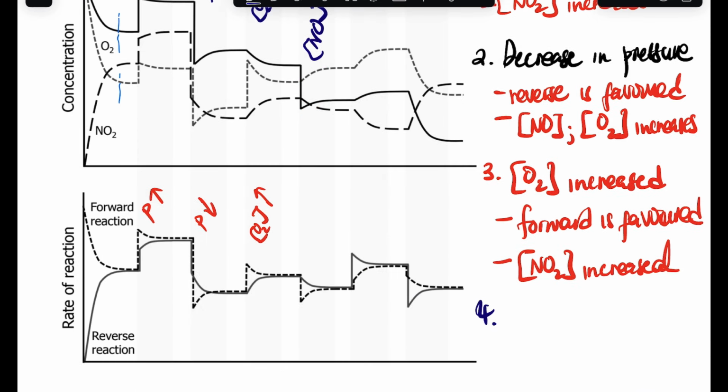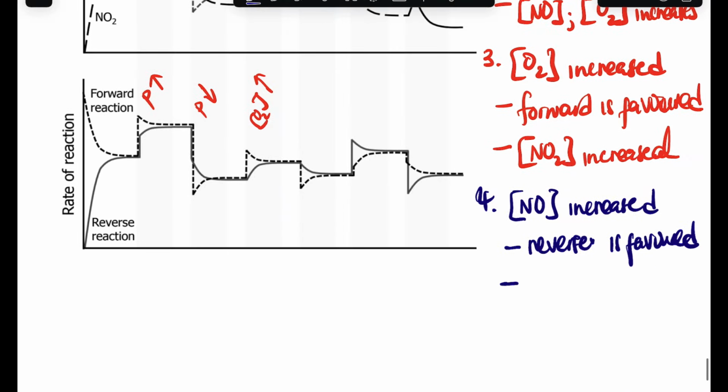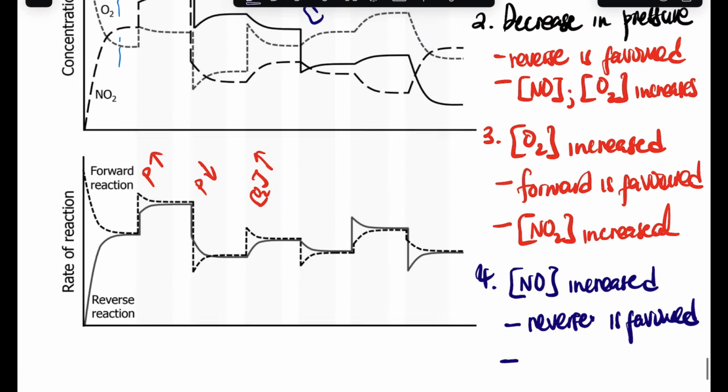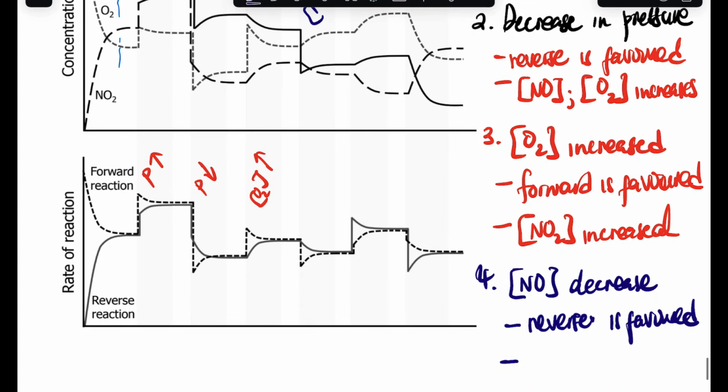So what are we going to say? We say the concentration of nitrogen oxide has been increased. Right? And which one is favored? The reverse reaction is favored. Reverse is favored there. And then what's happening? No, it's not increased here, it's decreased. The concentration of nitrogen dioxide is decreased. That's the disturbance. And then the system responds by increasing.